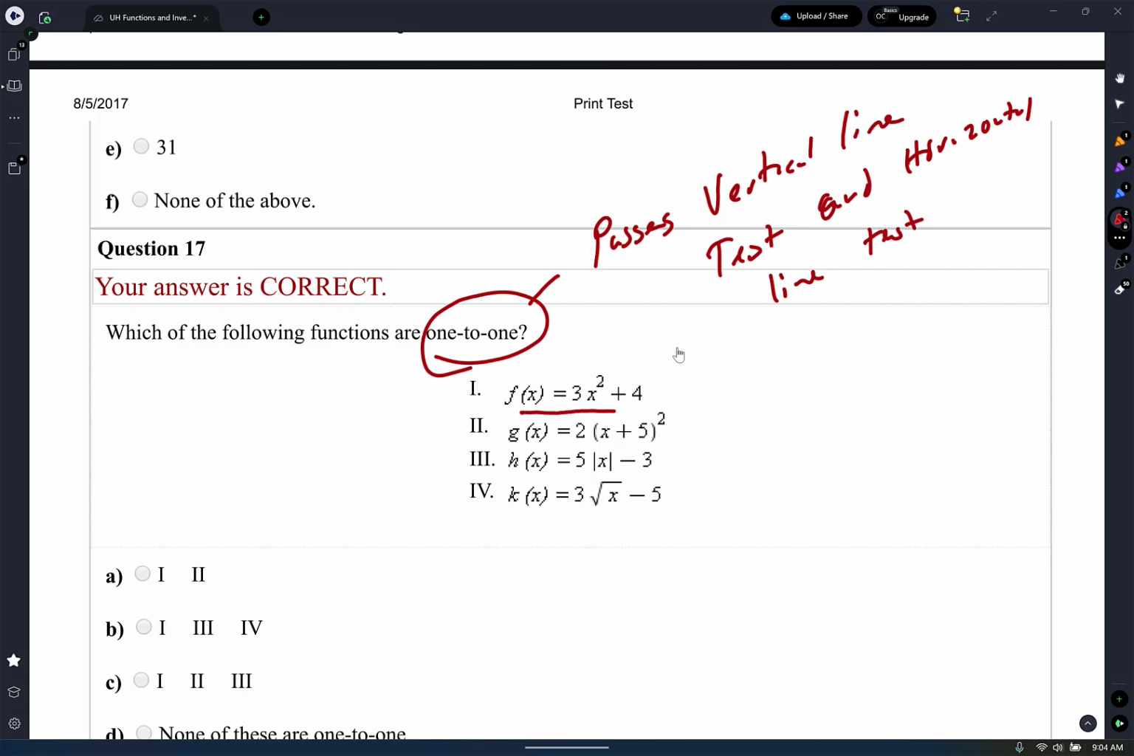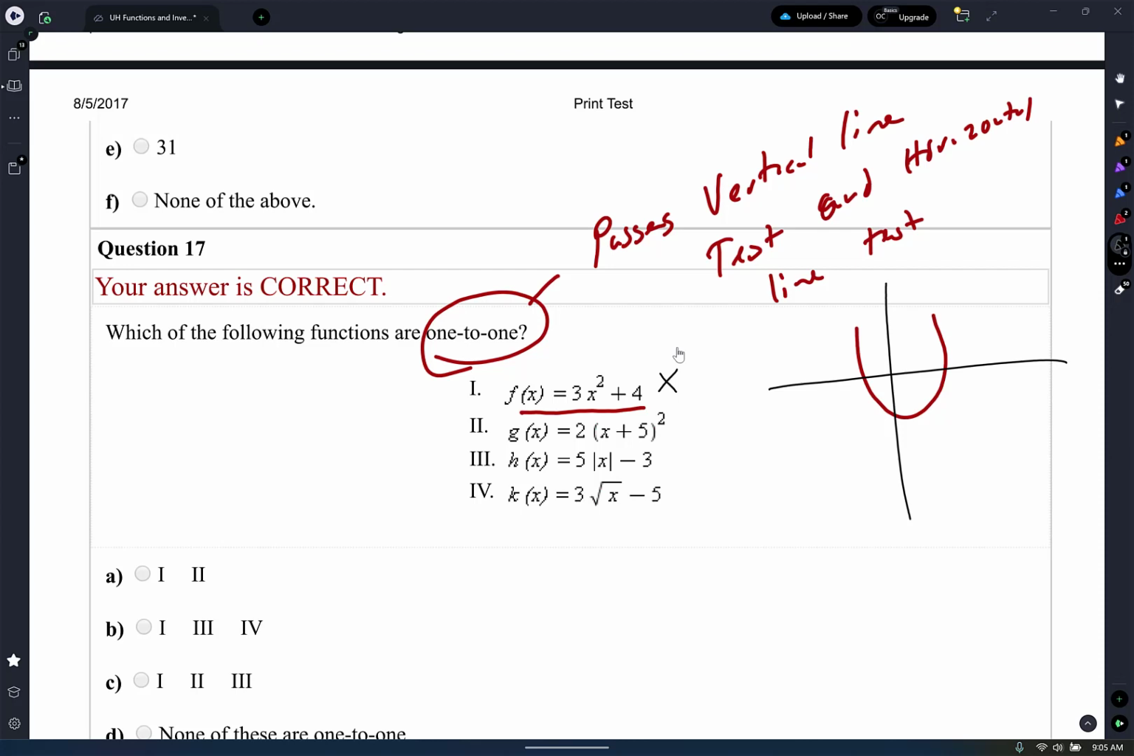Three x squared plus 4. It's a parabola. Does the parabola pass vertical and horizontal line tests? If you draw a vertical line, it only crosses it once. That one it does, but if I draw a horizontal line, it crosses it more than once. So is a parabola one-to-one? No. Roman numeral 2 is another parabola, just shifted to the left 5, and a vertical stretch of 2.